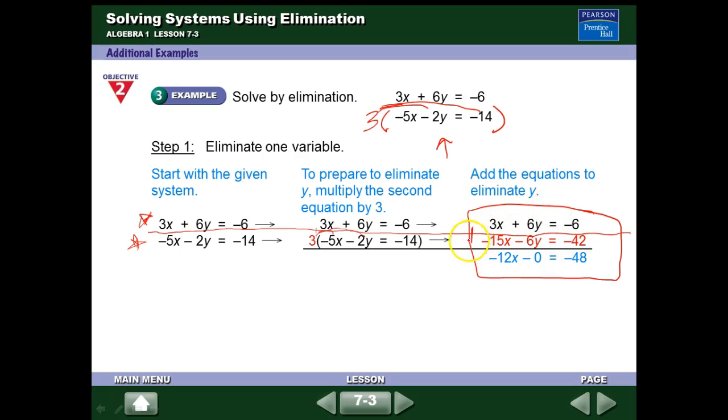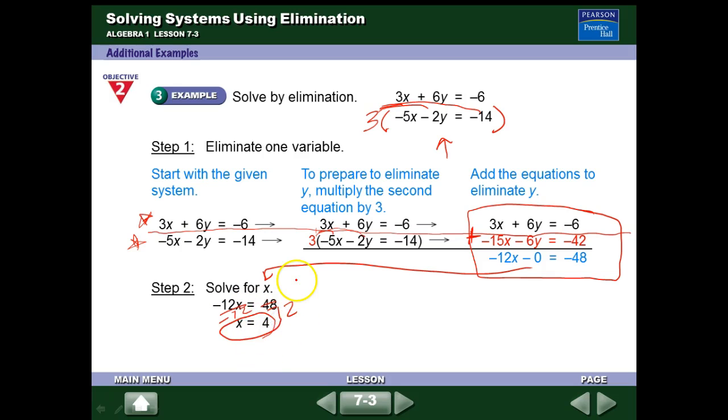So the tricky part there is just making sure that you're continuously doing the same. Alright, I like addition, so we're going to add. 3 plus negative 15 gives you negative 12. 6 plus negative 6 gives you 0. Negative 6 plus a negative 42 gives you a negative 48. Alright, so I have solved here because this is brought over here. Negative 12y equals 48. We're going to divide by negative 12. 48 divided by negative 12, x equals 4.